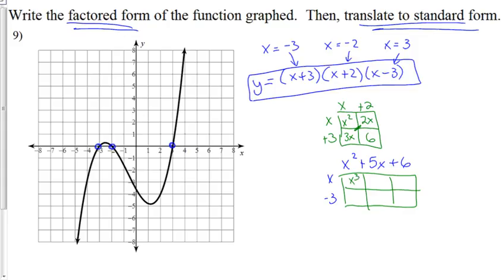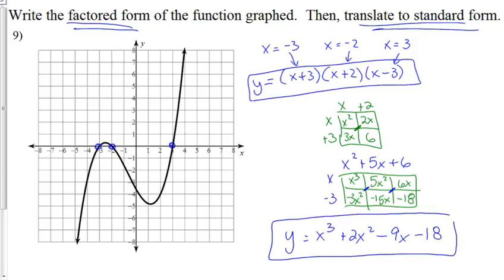x cubed, 5x squared, 6x, -3x, -3x squared, -15x, and -18. For my final answer, x cubed, remember you can combine the x squareds, and we can combine the x's, the x to the firsts, and there you go. So now it's in standard form.